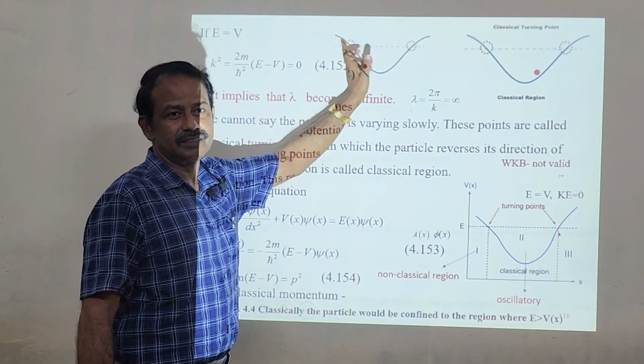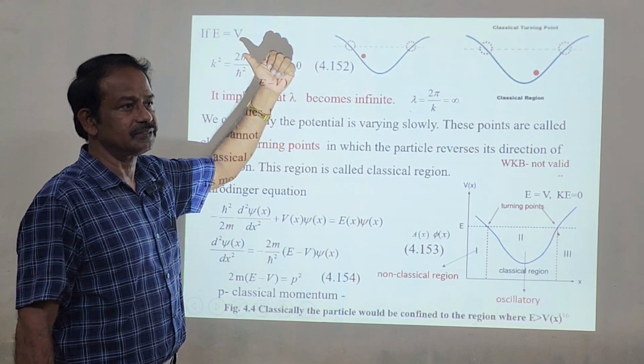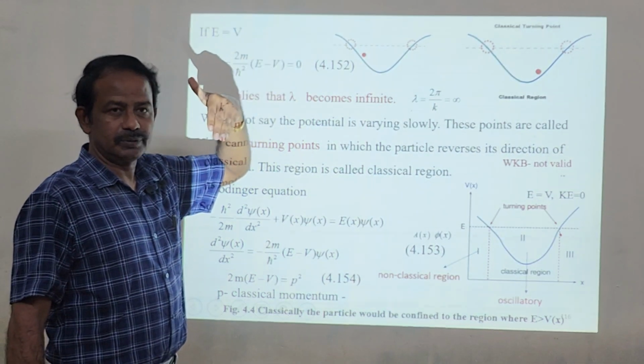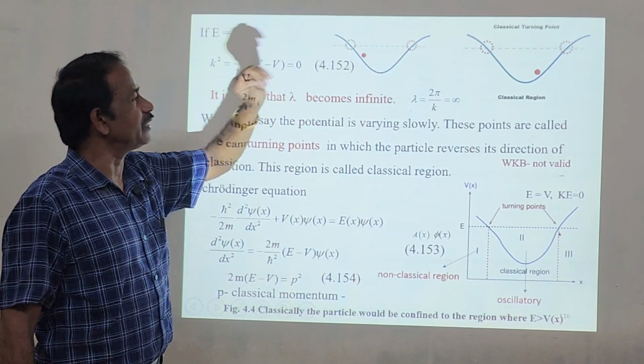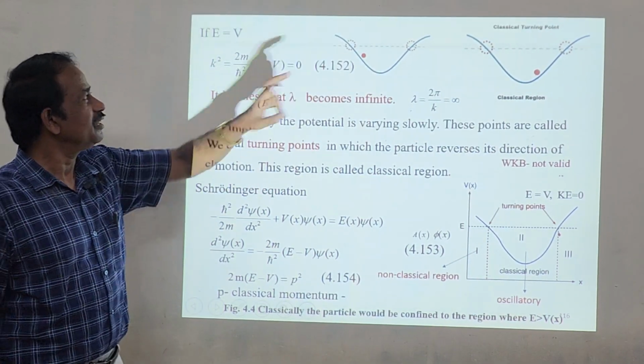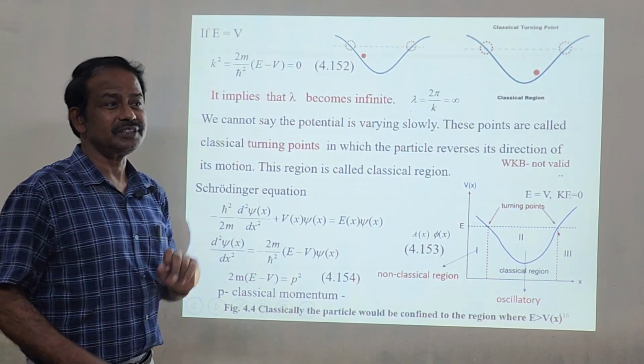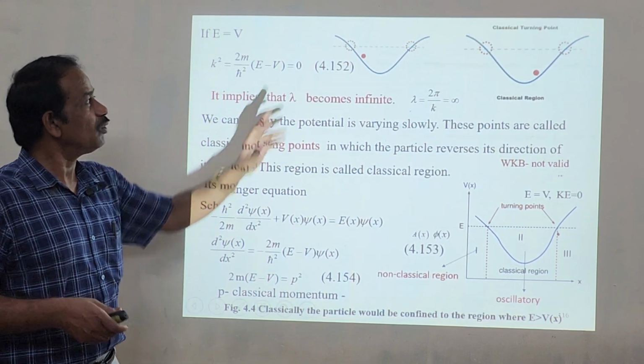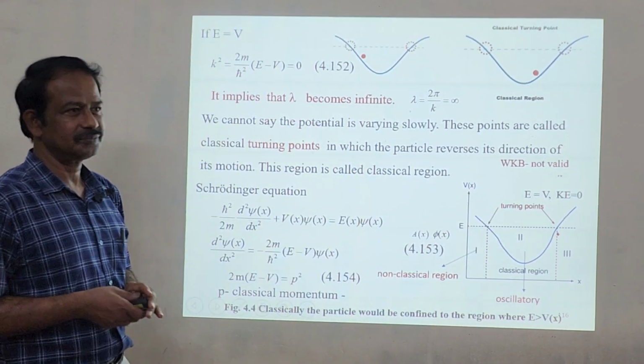At both the points, one is on the right side traveling towards the left side, and the other is on the left side traveling towards the right side. So at both the points E equals V. If E equals V, lambda becomes infinite. What we call this is turning points.